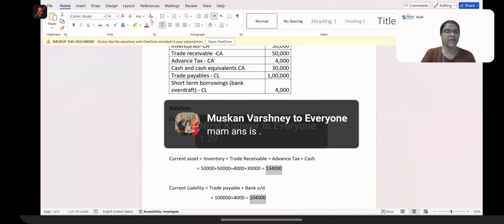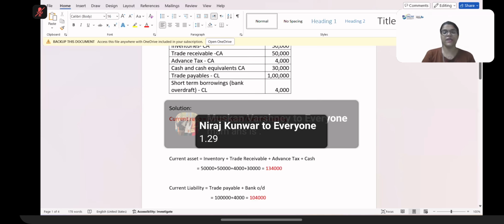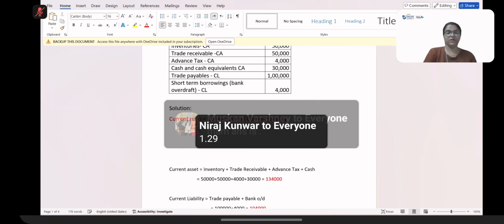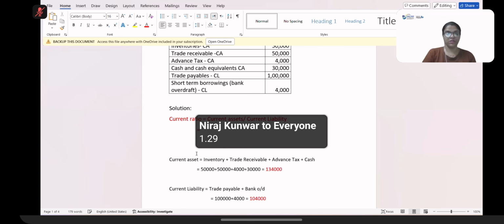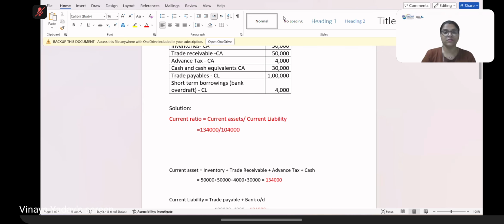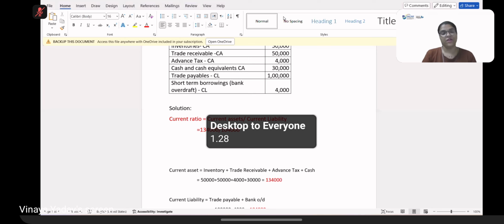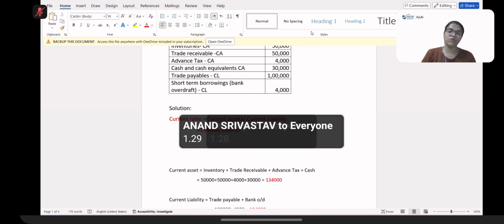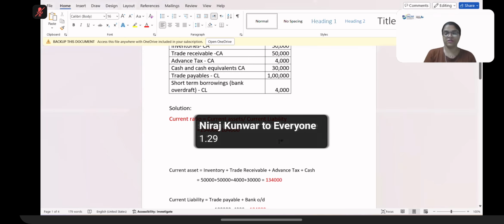अब हम क्या करेंगे? अब हम इसे सब्स्टिट्यूट करेंगे इन आवर फॉर्मूला. The current asset was 1,34,000 divided by current liability, which is 1,04,000. So what is your answer? Everybody, very good. 1.28 or 1.29. It's a matter of approximation, both are correct. So 1.29 or 1.28 is to 1.